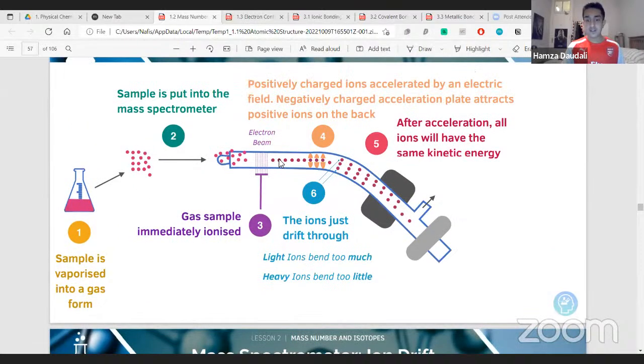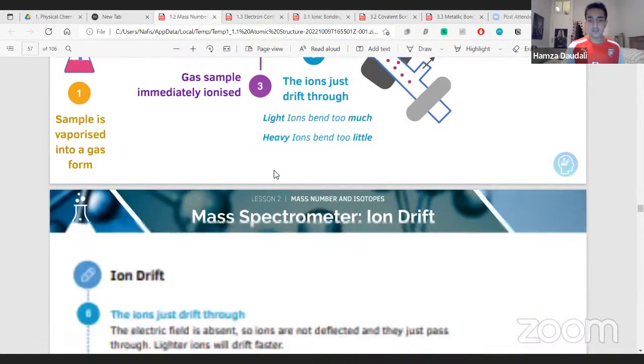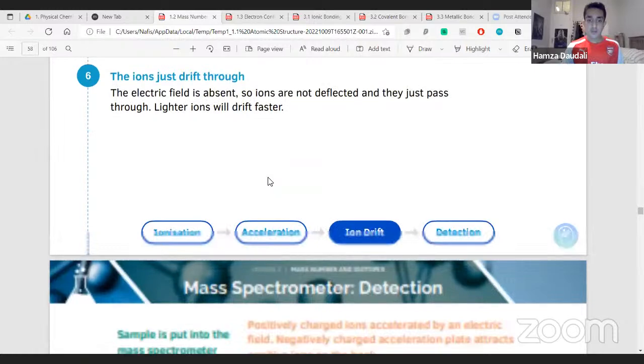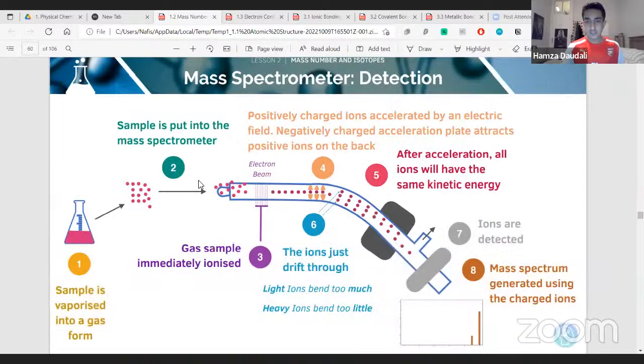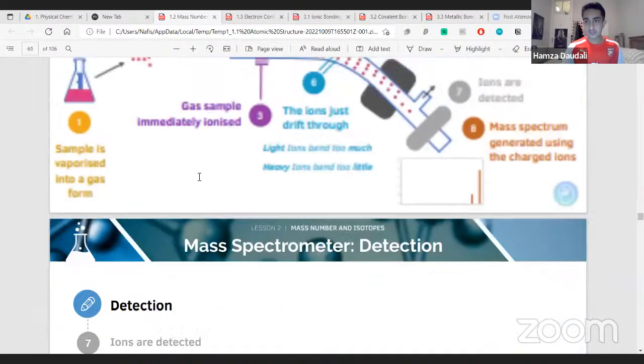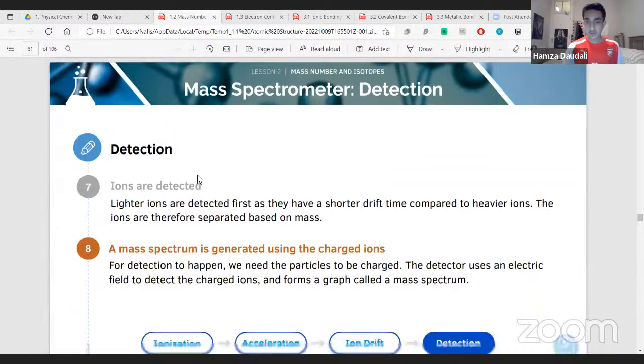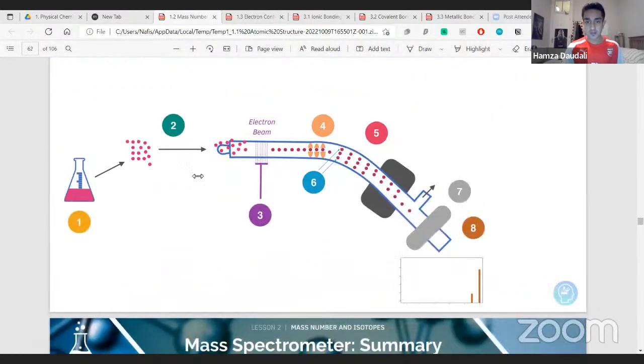So light ions are going to bend too much, heavy ions will bend a little bit more, and then the ions will be picked up by the detection plate, and they're going to be generated, and you're going to generate a mass spectrum.